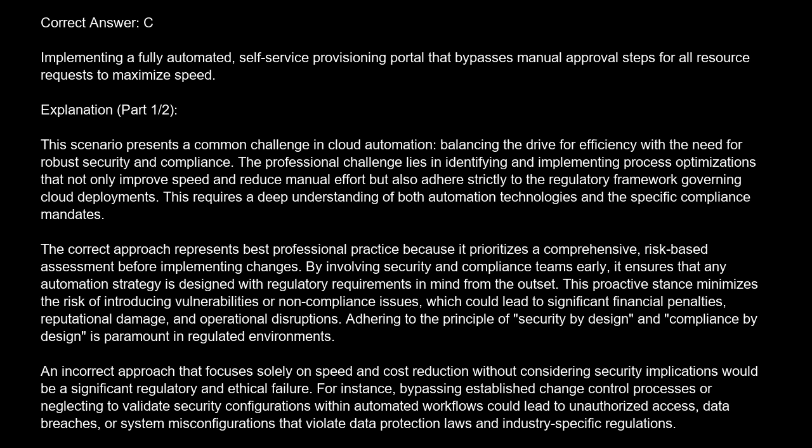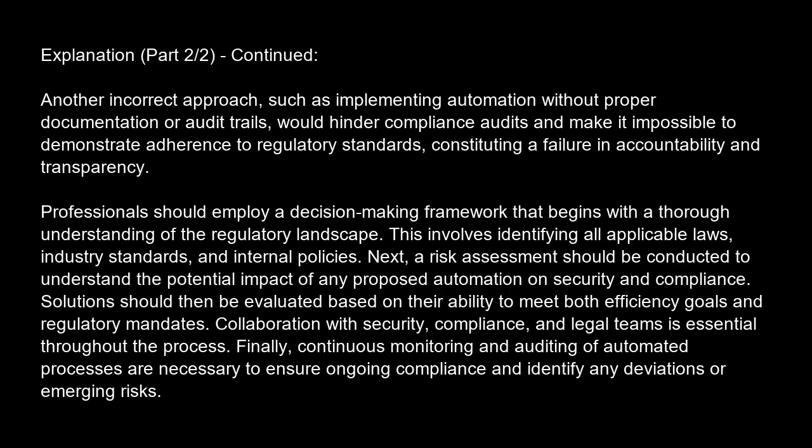An incorrect approach that focuses solely on speed and cost reduction without considering security implications would be a significant regulatory and ethical failure. For instance, bypassing established change control processes or neglecting to validate security configurations within automated workflows could lead to unauthorized access, data breaches, or system misconfigurations that violate data protection laws and industry-specific regulations. Another incorrect approach, such as implementing automation without proper documentation or audit trails, would hinder compliance audits and make it impossible to demonstrate adherence to regulatory standards, constituting a failure in accountability and transparency.